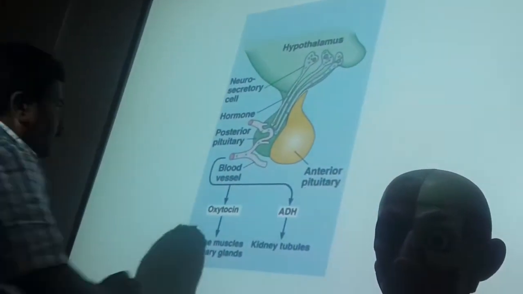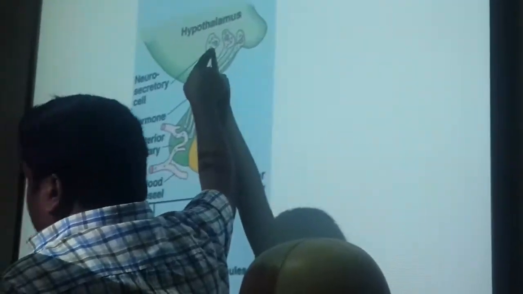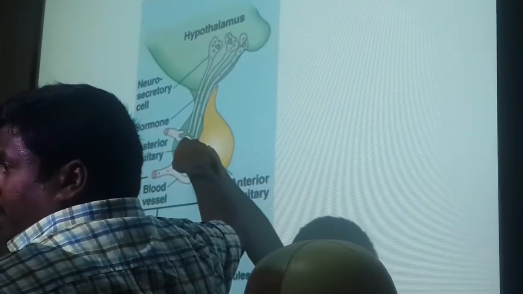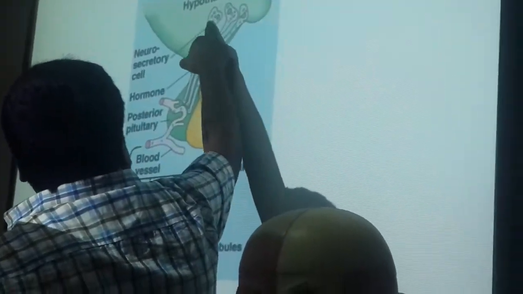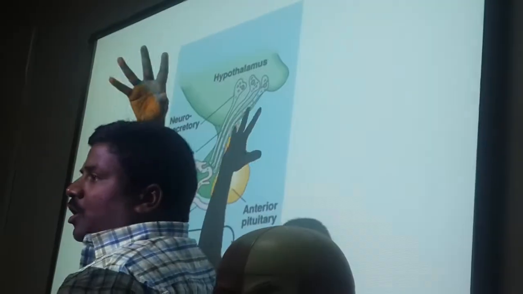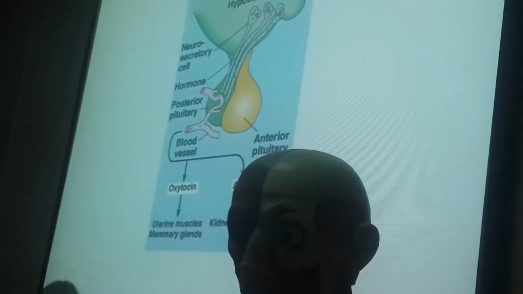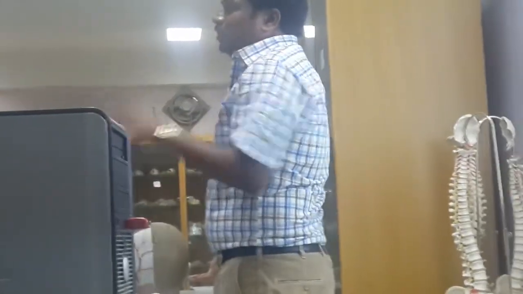Yes, can you see here? This is the posterior pituitary. See this, this is the hypothalamus. These are the nerve fibers, they are running down. So they are running down and ending in the posterior pituitary. So these are the secretory vesicles. They release the hormones and then from the blood it will go up. So it's just acting like a mediator. Actually, the posterior pituitary is not secreting these hormones. They are coming from the hypothalamus and released into the posterior pituitary.